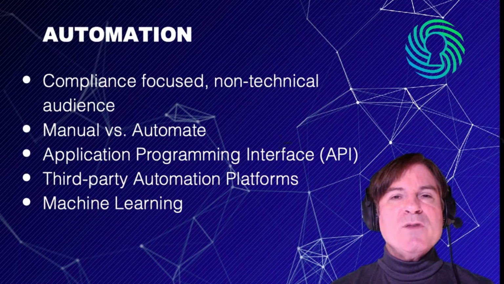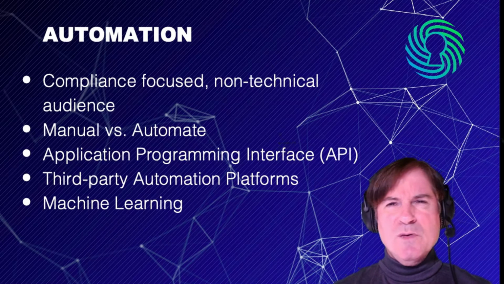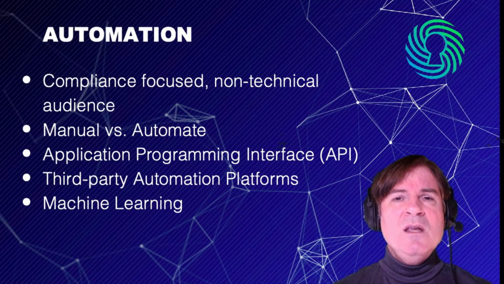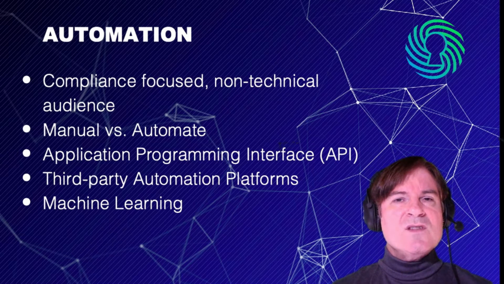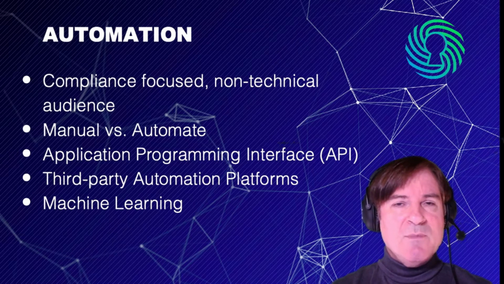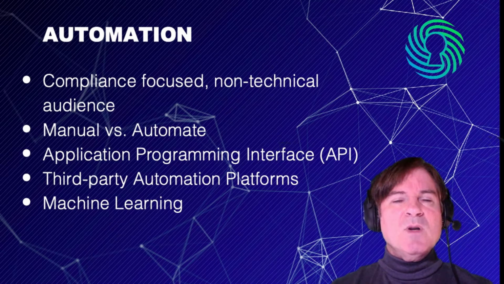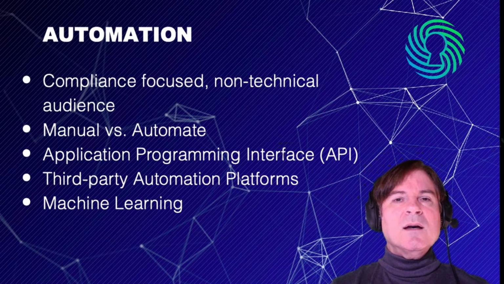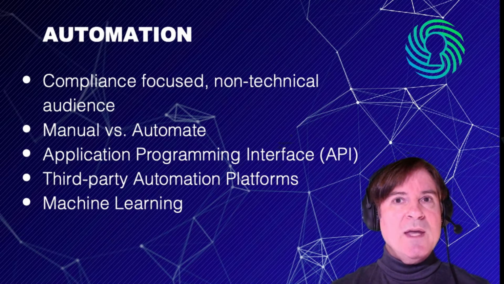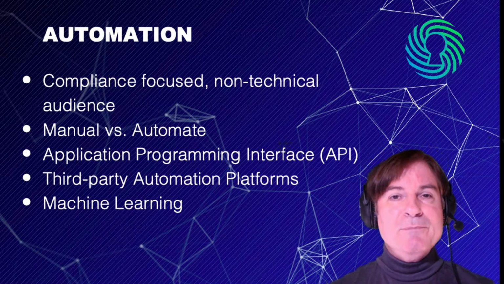What we're going to do is focus first on what do we mean by manual versus automate. What does automation mean? Then we're going to look at two tools, two general areas where automation is executed. One is application programming interface, or API, and the other is a topic called third-party automation tools. We'll finish off with a discussion on machine learning. However, we will be having a separate video on machine learning, so watch for that. But we will cover it here, specifically in an area called data discovery.